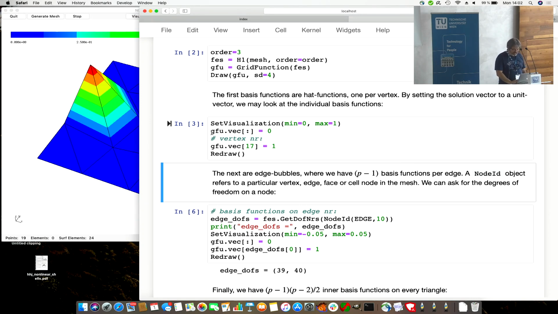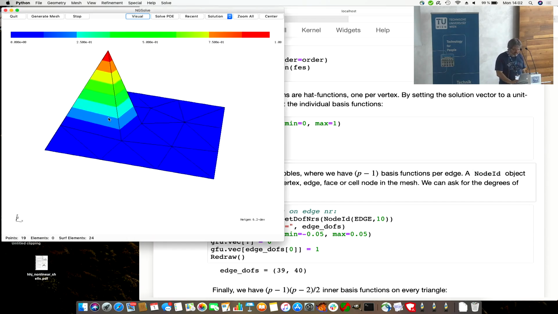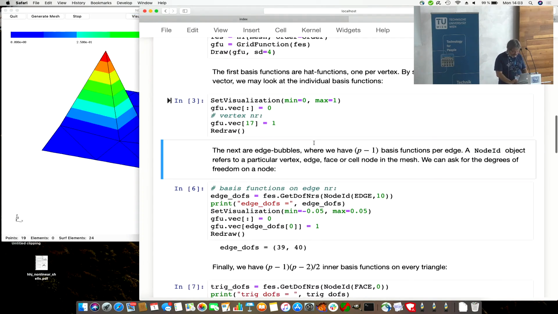Okay, I get this by declaring a grid function gfu, setting the whole vector to 0, but only entry number 17, I looked up before, this is vertex 17, set to 1. So I get exactly this basis function related to vertex number 17.